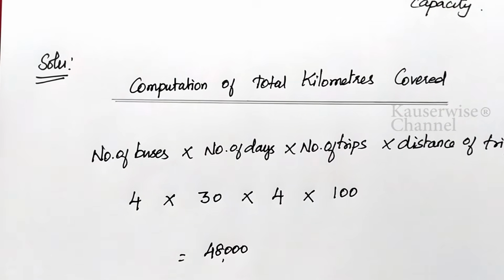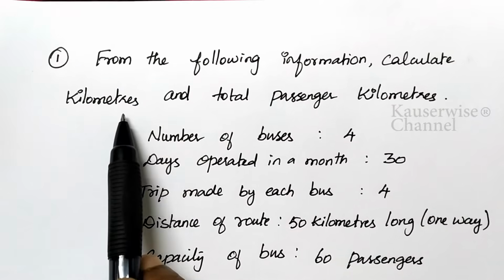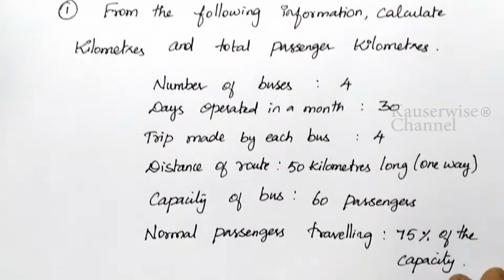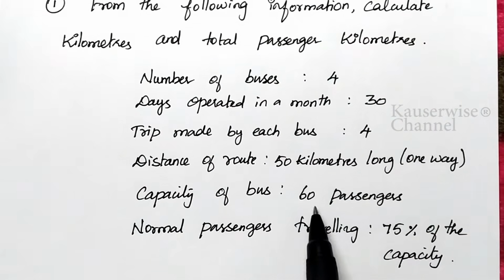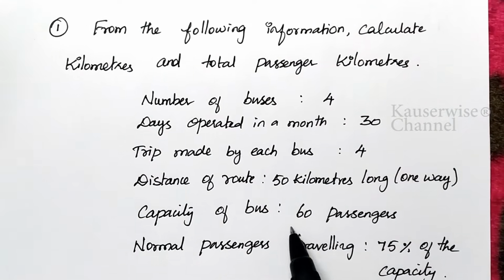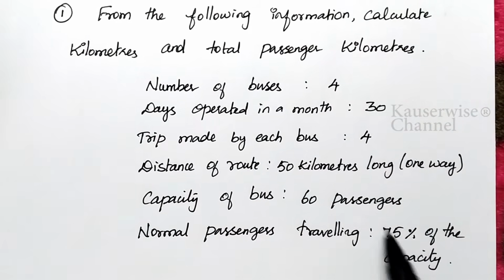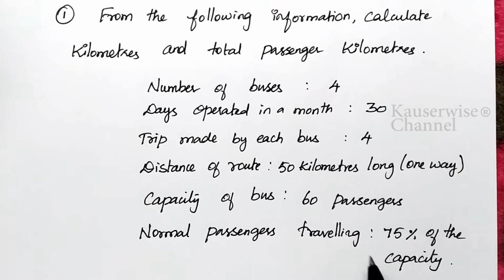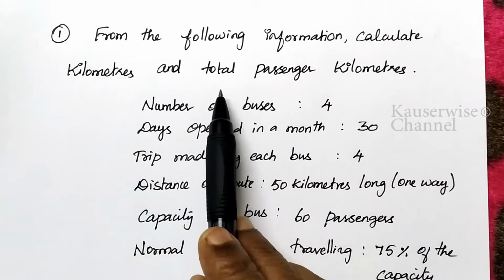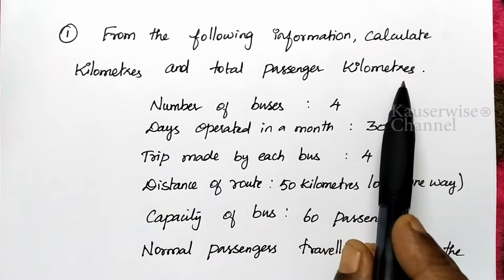Now see the second one. We have calculated total kilometers covered. Now we need to calculate total passenger kilometers. For that, see the problem. The capacity of the bus is 60 passengers. In order to find out total passengers, you have to see the capacity and normal passengers traveling. 75% of capacity only is traveling every day. So you have to take these two pieces of information and multiply with the total kilometers in order to find out total passenger kilometers. Now see the calculation for this.